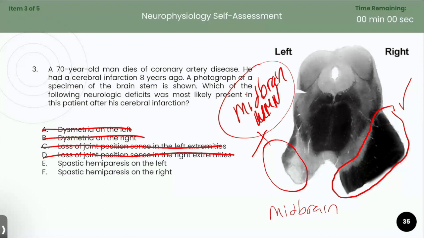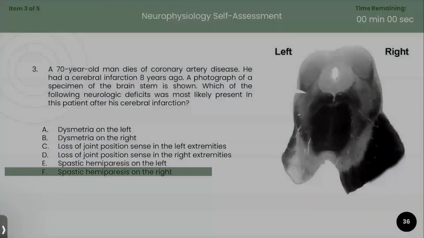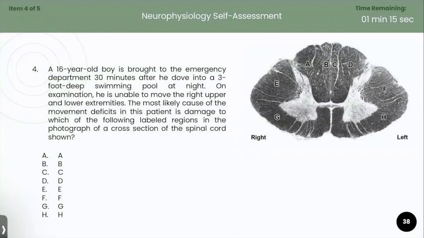And now, again, we have to decide, is it on the left or the right? Where would the problem be? And again, this is upper motor neuron above the decussation. This is contralateral. So we have to pick the one in this case that is contralateral because we are above the decussation. So it will be spastic hemiparesis on the right. Here again, kind of just explaining what we just talked about. And then let's move on to question 4.